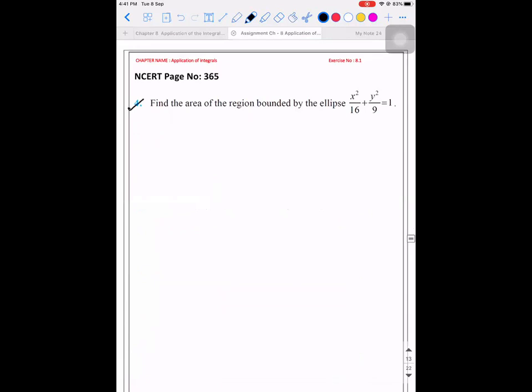Similarly, the fourth one: area bounded by the ellipse x square by 16 plus y square by 9 is equal to 1. If they ask it in MCQ, what will your answer be? Pi into a square is 16, a is 4. b square is 9, b is 3. So 4 into 3, 12 pi square units. But still you know how to solve this problem using integration, right? So you can refer to the second example of this exercise.